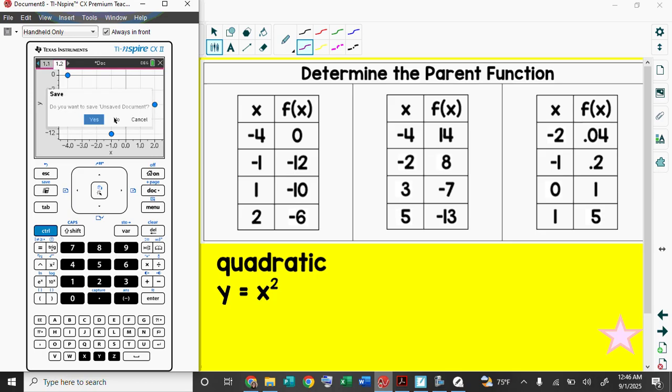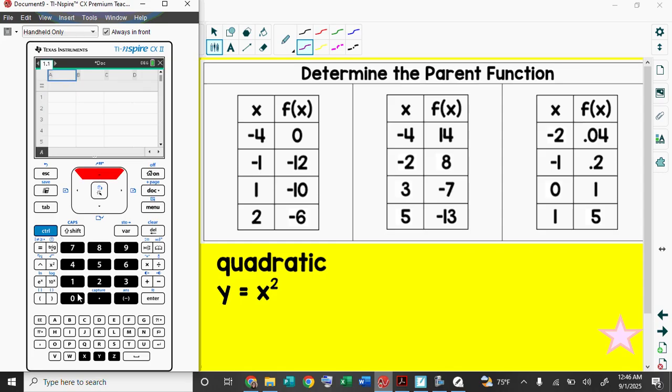Okay. Back to your list and spreadsheets. Make sure you're doing this with me. Up, up, X, tab, Y, down, down, left. And we're going to type -4, -2, 3, and 5. It does not do you any good if you don't do this part with me. 14, 8, -7, and -13. Okay. Pause and catch up with me if you need to.